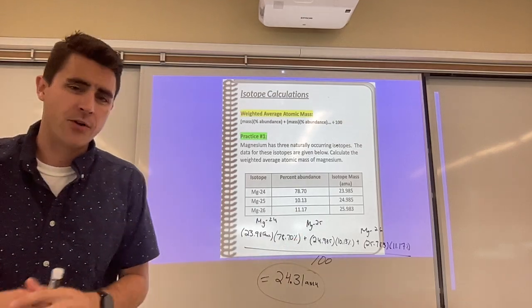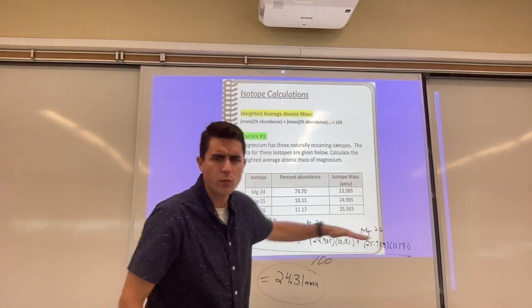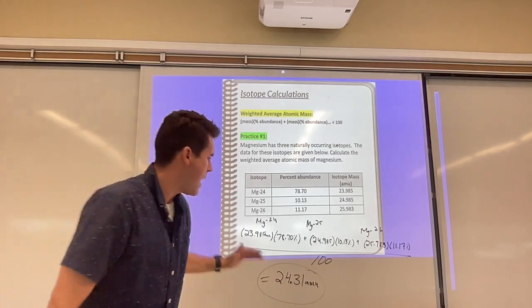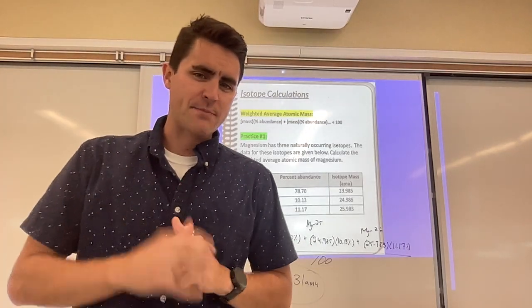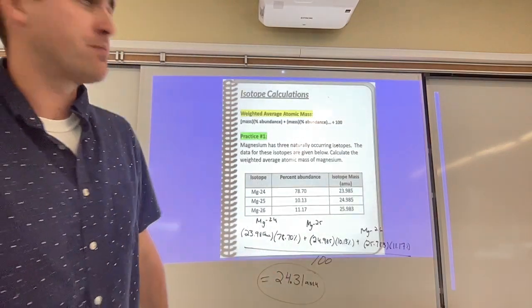I made sure to divide by 100. Again, the whole numerator in the calculator, hit enter, and then divide it by 100: 24.31 AMU. That's my average atomic mass. That's practice problem number 1.